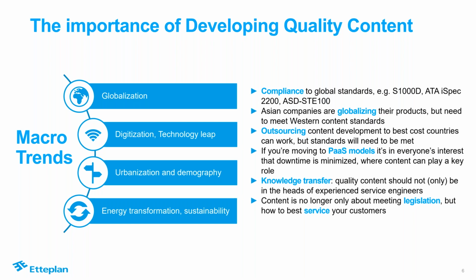So if we look at globalization, digitization, there's a technology leap, urbanization, demography, energy transformation, sustainability, etc. If we then take those 4 macro trends and translate those to what that means for content, well, one, it means that if you want to have your product being used worldwide, then you should also comply with global standards that are being used for content like S1000D, ATA iSpec 2200, outside aerospace and defense something like DITA, ASD-STE100, and maybe there are other style guides that are being asked for, but compliance, of course, is one issue.